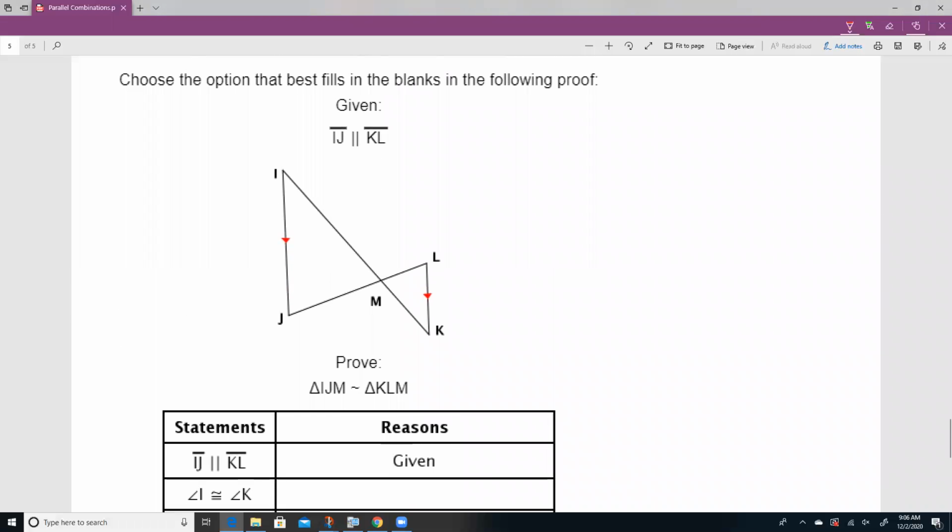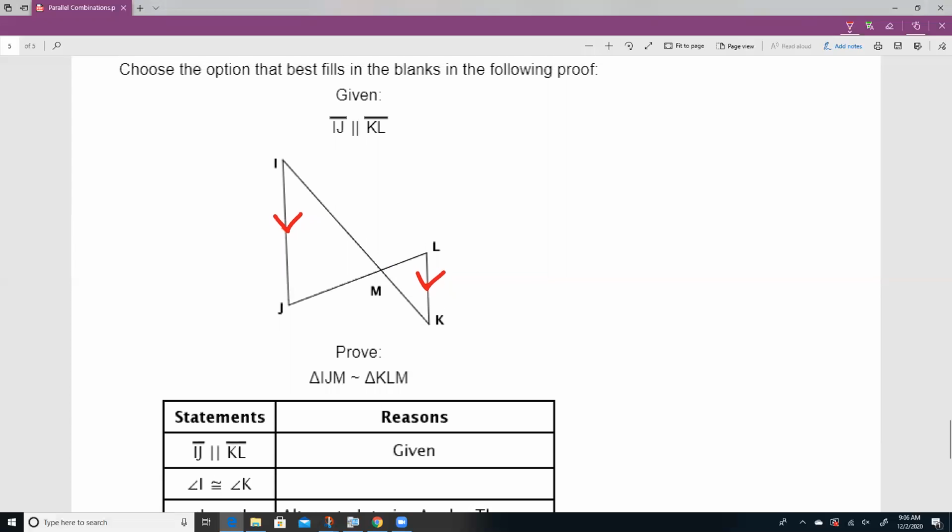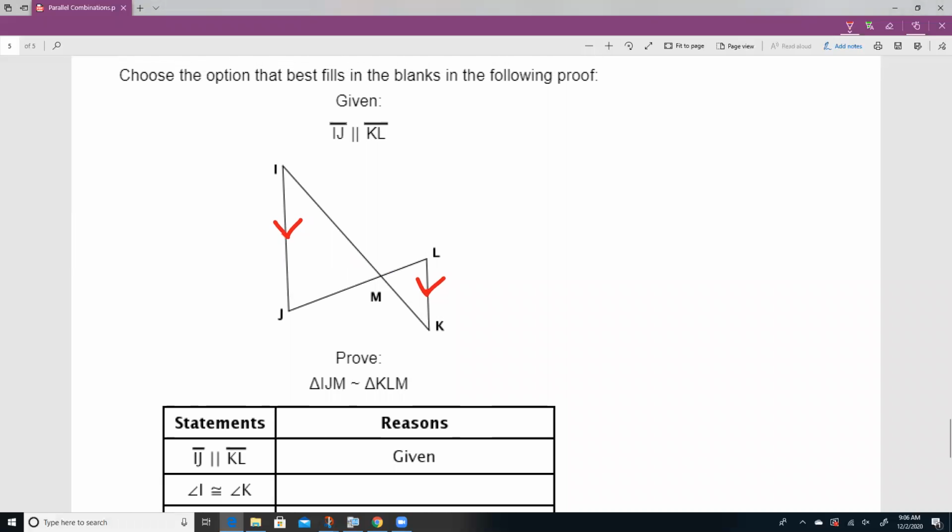Choose the option that best fills in the blanks in the following proof. IJ and KL are parallel. Okay, we already know that. That's drawn here. Nice. Just want to make it bigger. So we say that they're parallel. And then we say, hey, we're trying to prove I and K are congruent. How can we prove I and K are congruent?